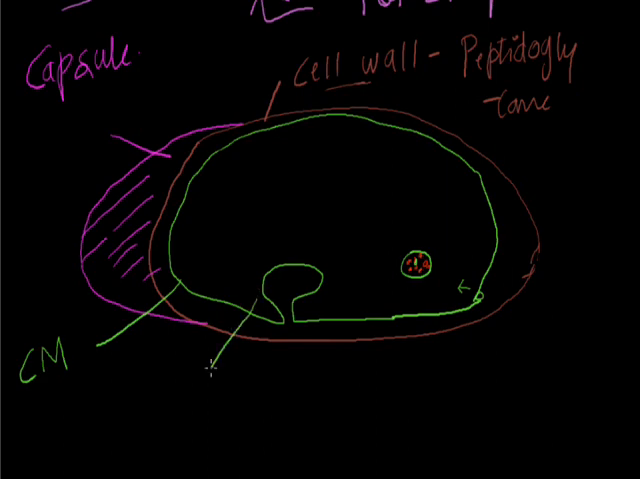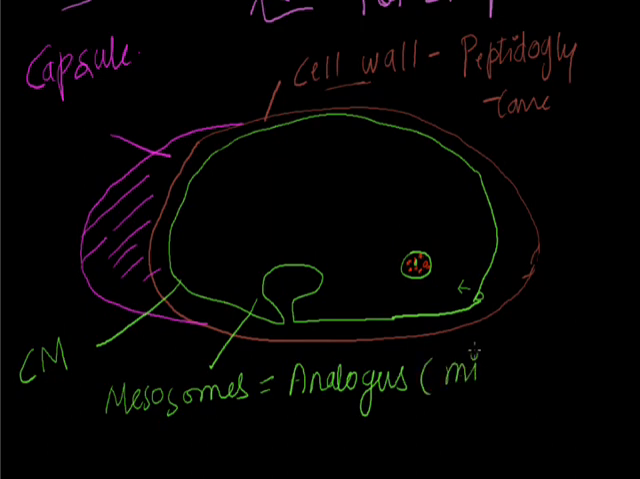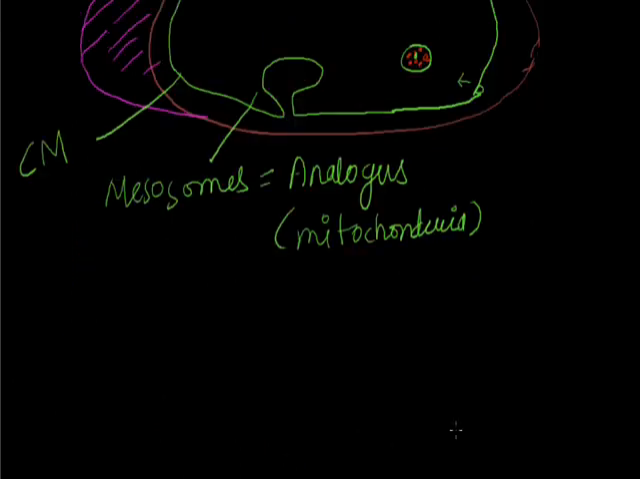Invagination of the cell membrane forms mesosomes. Mesosomes are analogous to mitochondria. And what is the function of mitochondria? It is respiration. Mesosomes are analogous to the mitochondria, and mitochondria help in respiration. So in bacteria, respiration will take place at the mesosomes.